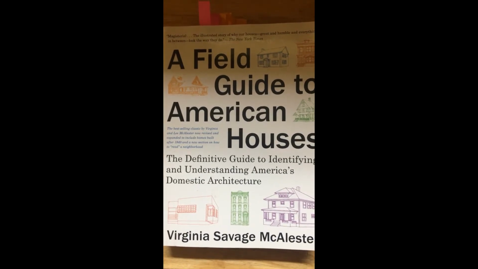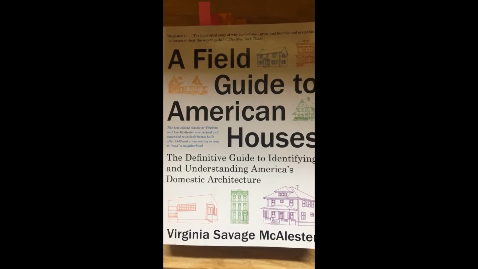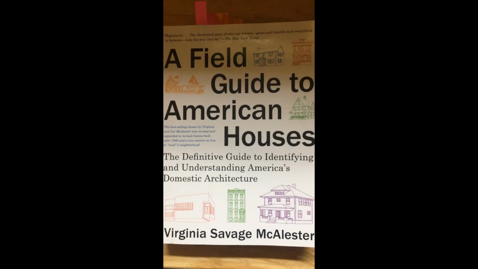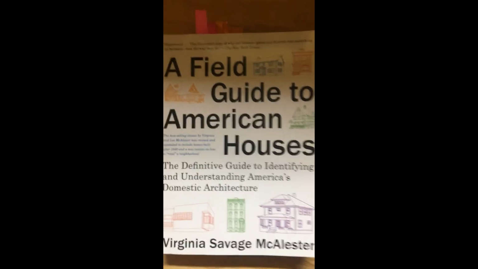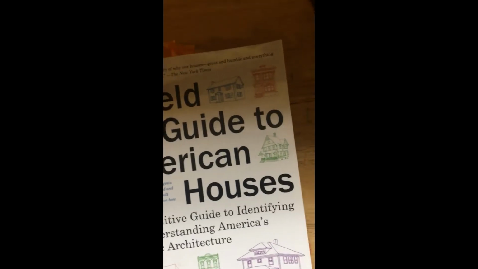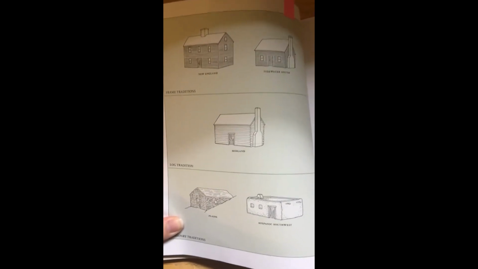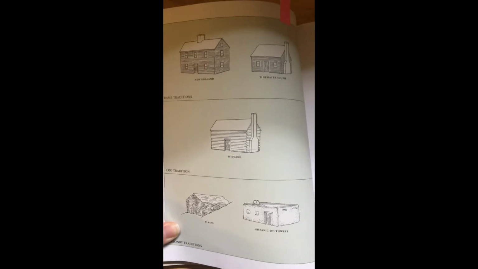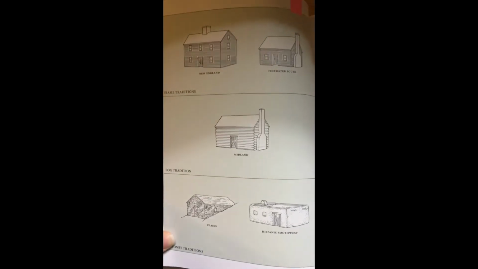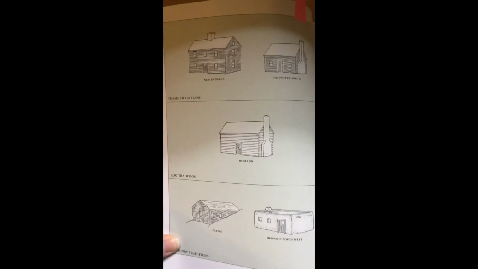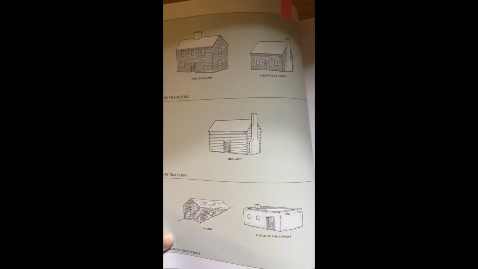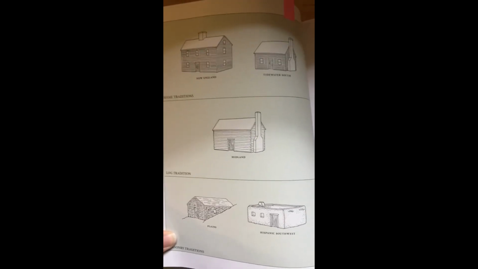Alright, so I am going to be using this book that I have. It's just a little guide to traditional American houses. So let's get started. If you're thinking of doing someone from colonial America, someone who maybe just got here from a European country, these are the traditional houses. They're very simple, 2-story or 1-story.